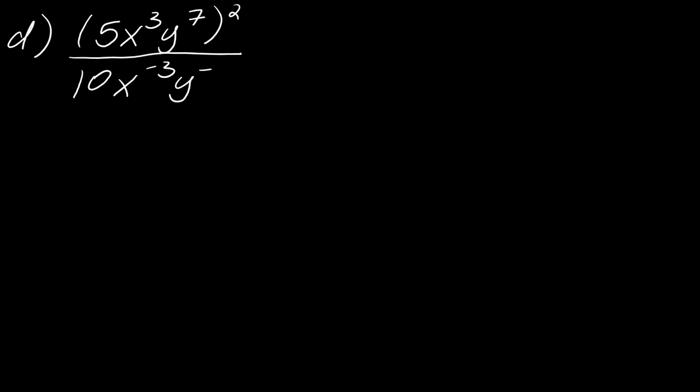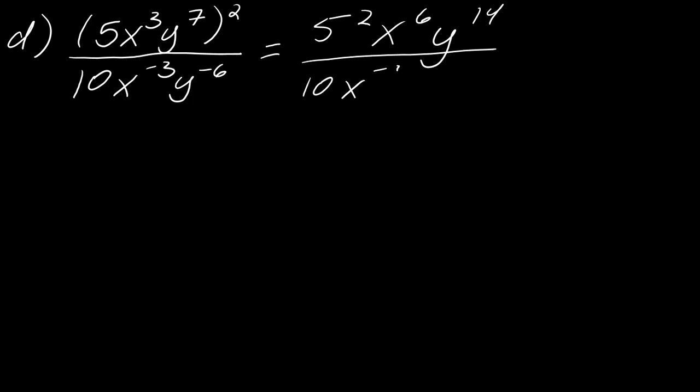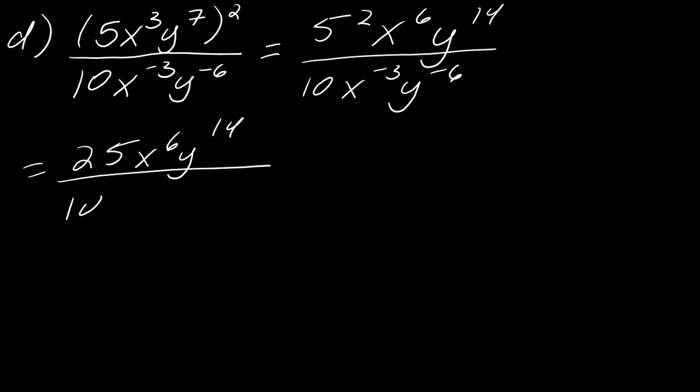Okay, so for D, this is very similar to B. Sorry, I think I accidentally dropped that exponent there. So, okay, first I have to deal with the parentheses. In squaring everything, this will be 5 squared x to the 6, y to the 14th. Leave all this stuff alone. So the top is 25 x to the 6, y to the 14th, and then you have all this stuff on the bottom.